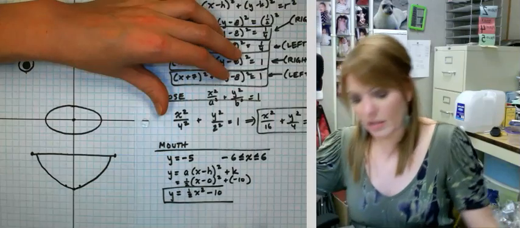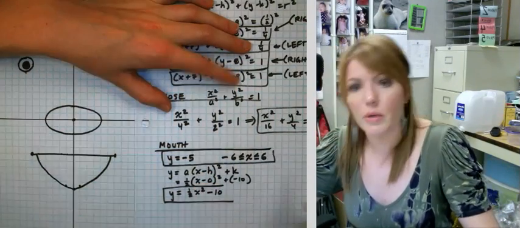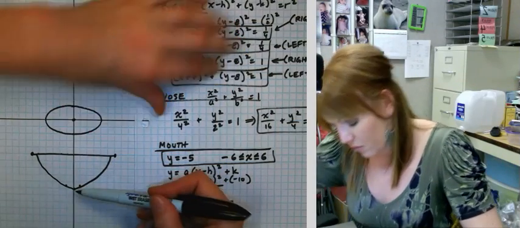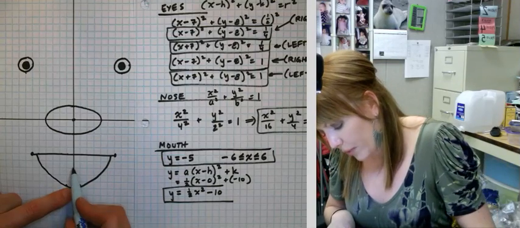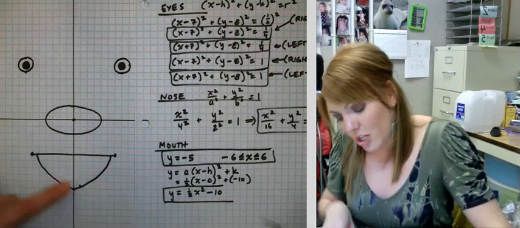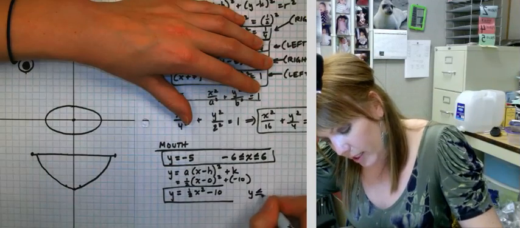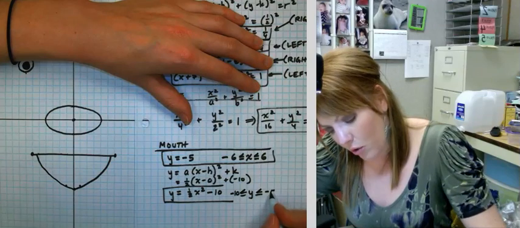But again, I'm going to leave that open. Let's just put a bar around here so we know what we're doing. But again, here's the thing, this only goes from y equals -10 all the way up to 1, 2, 3, 4, 5, -5. So we have to specify that. So y is greater than or equal to -10 all the way to -5.